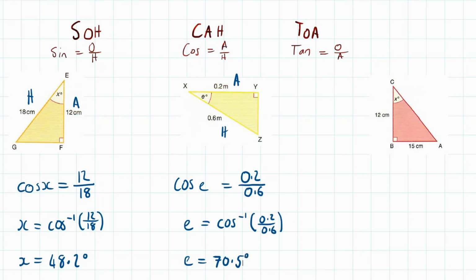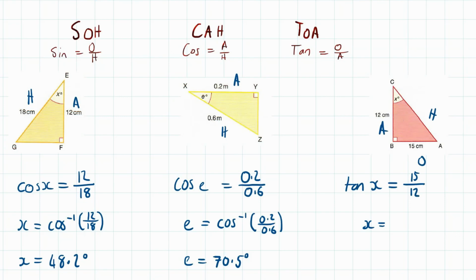Okay, the next one we've got along here, I'm going to label my sides. I've got a hypotenuse here, and you can see that we've got an opposite. The 15 is opposite the x, right? See, it's opposite. And this one is adjacent. So we're going to go tan x equals opposite, which is 15, over adjacent, which is 12.